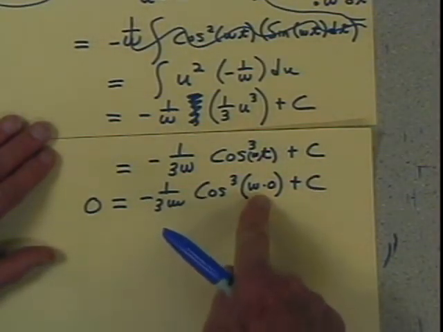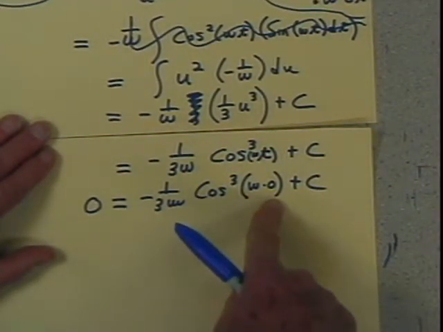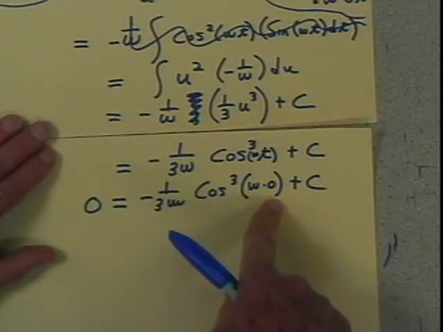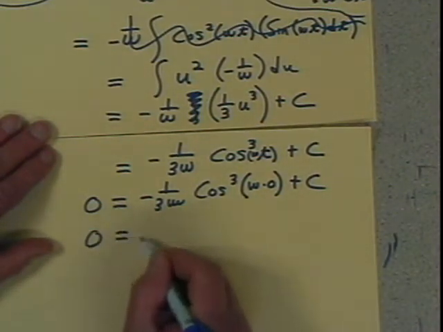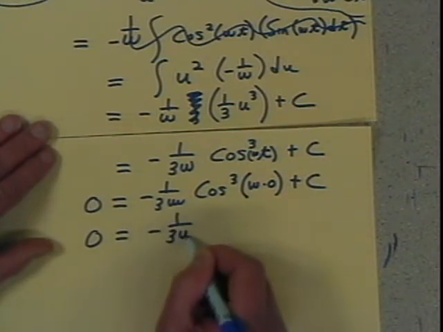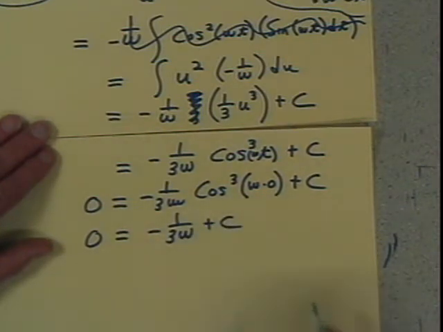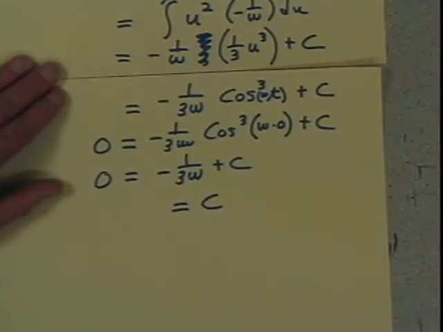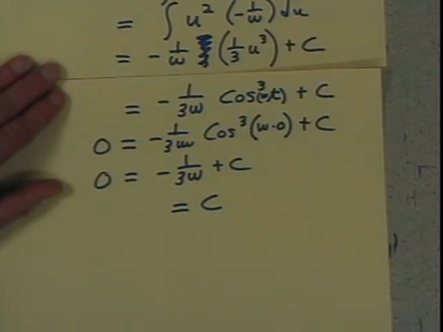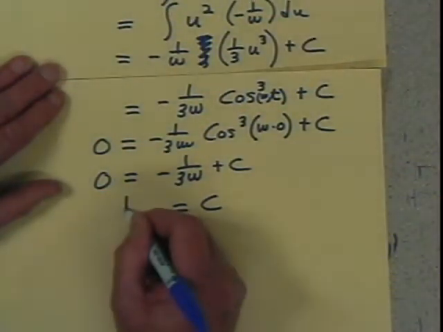But that's just 0 because omega is a constant. What's the cosine of 0? And 1 cubed is 1, so you end up with 0 equals minus 1 over 3 omega plus c. So what was your c value? It's just like back in 4.9, they give you what they call an initial value, so you can actually identify the constant. 1 over 3.